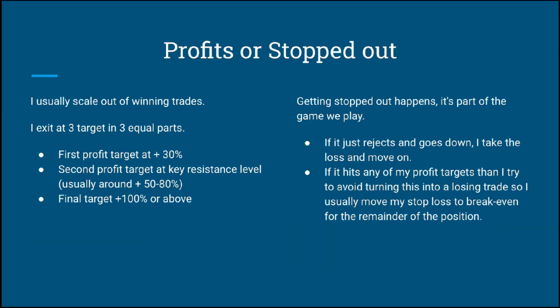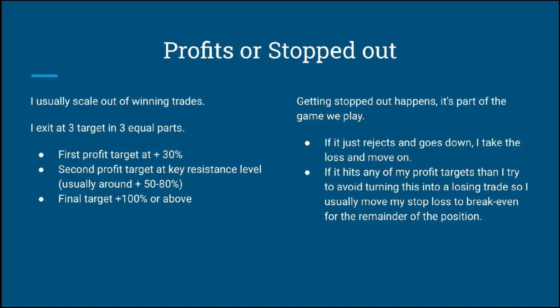So I scale out of my positions on winners, all right? I split it up into 3 targets and I exit in 3 equal parts. So here's how I exit. I always take one profit when I'm up 30%. So I'm trading options, right? The stock itself is not up 30%. But once my options or my position is up 30%, that's where I exit a third of my trade.